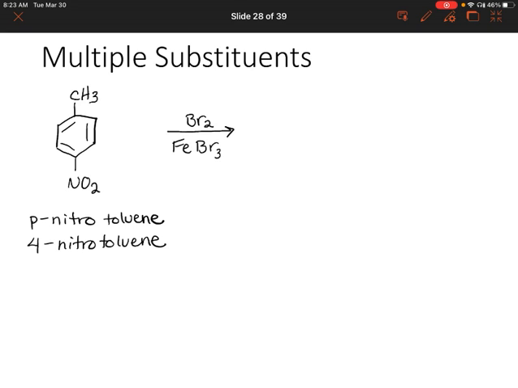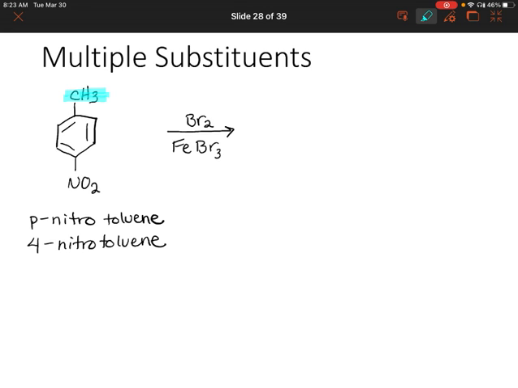All right, so now we have to figure out where that bromine is going to end up. We have a few different options. It could end up ortho to the methyl group or ortho to the nitro group, right? So the first thing we want to do is figure out, are the groups that are already attached ortho-para directors or meta directors? Okay, so let's highlight the methyl group. We'll highlight it in blue. And let's figure out if that's an ortho-para director or a meta director.